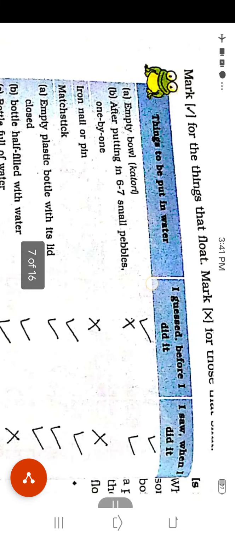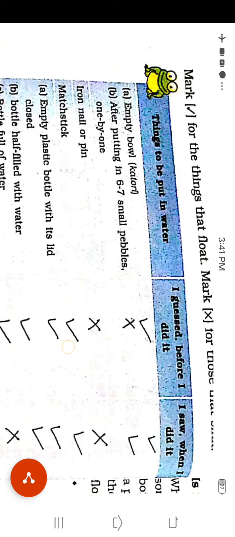Here you have to write, I guessed before I did it, and I saw when I did it. Here, empty bowl or katori. I guessed that it will float. And I saw when I did it, it was floating. After putting in 6-7 small pebbles one by one, I was thinking it will not float, but I saw when I did it, it was floating.